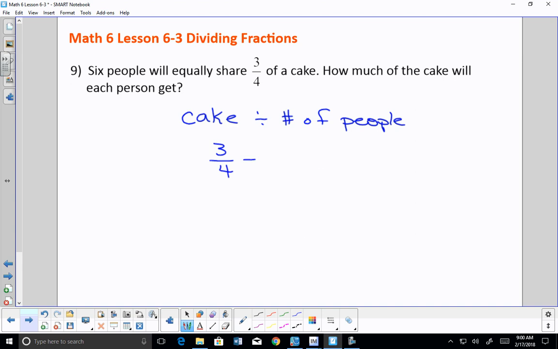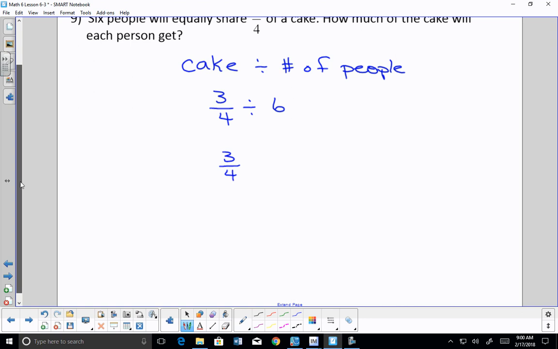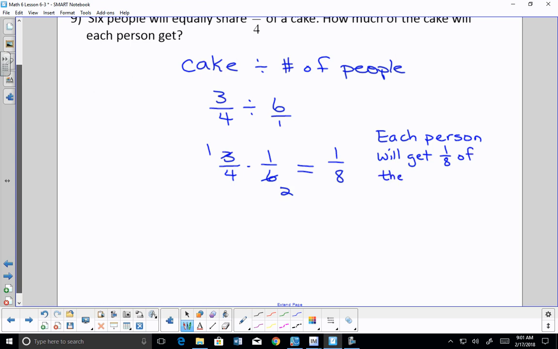Okay? So we have to do 3/4, remember this is over 1, times 1/6. 3 goes into itself once, it goes into 6 twice. So 1/8. Each person will get 1/8 of the cake. Which makes sense. Each person should get a small portion of the cake because there's only 3/4 of the cake left. So each person will get 1/8 of the cake. And this is how to divide fractions.